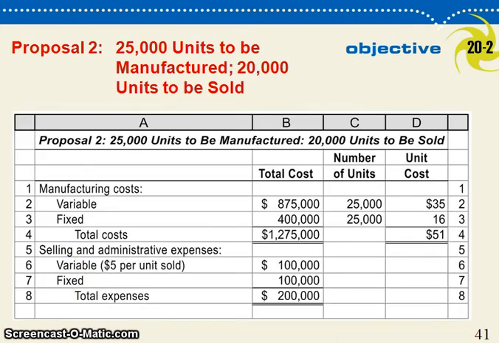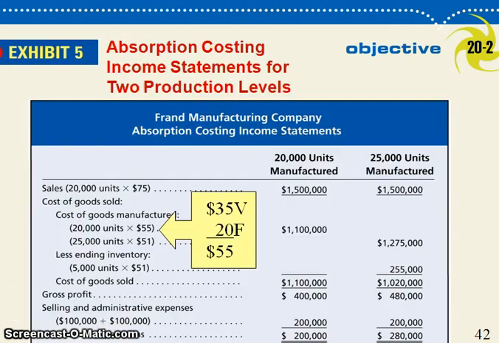And under Proposal 2, what we're going to do is make 25,000 units, but we're only going to sell 20,000 of them. It's going to leave us with 5,000 that are still going to be sitting in our inventory at the end of the year. Okay, so under absorption-based costing, what's going to happen here is we have our sales.